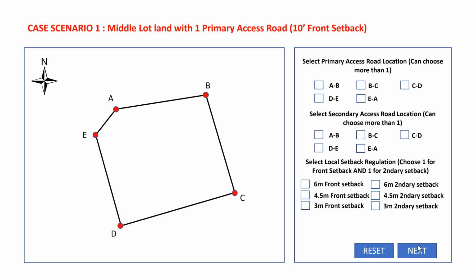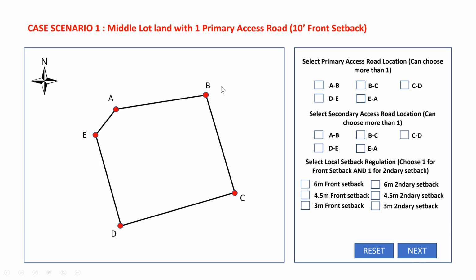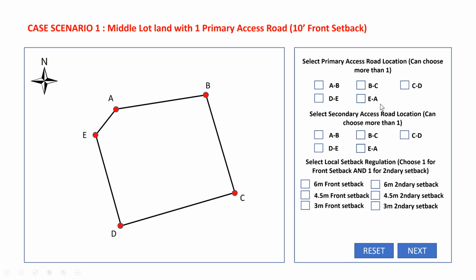For our first case scenario, I'll take the middle lot with one primary access road, which means I only have a road touching the AB line here. In the software, it will list the lines A, B, B, C, C, D, D, E. If I had more sides, it would list them as well. So for the first case, select the primary access road location.